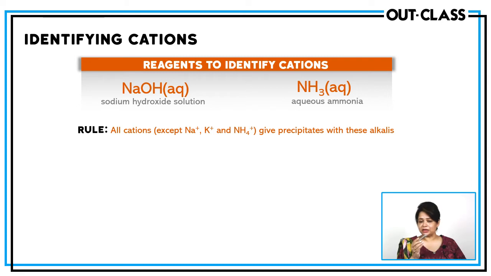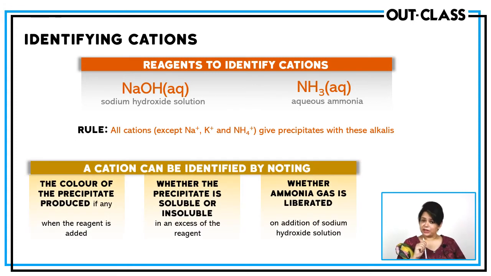So when you add either sodium hydroxide or aqueous ammonia to a salt solution, metal hydroxide precipitate is seen. By the color of the precipitate and by its solubility, we can recognize the metal ion present in the salt, the cation of the salt. And if a gas is released by adding alkali, sodium hydroxide, ammonia gas is released, then we can also confirm that ammonium ion is present, right? Because only ammonium salts, if you remember, react with alkalis to produce ammonia gas.